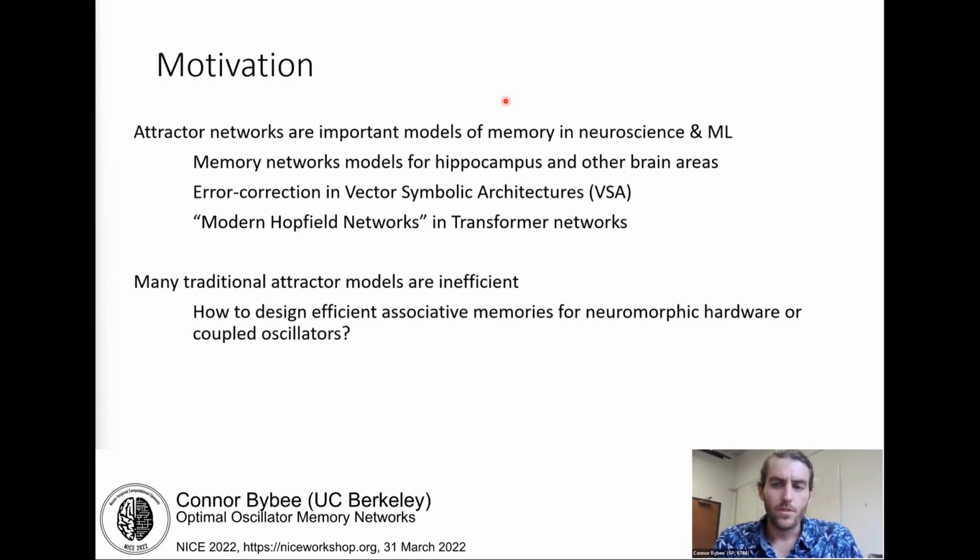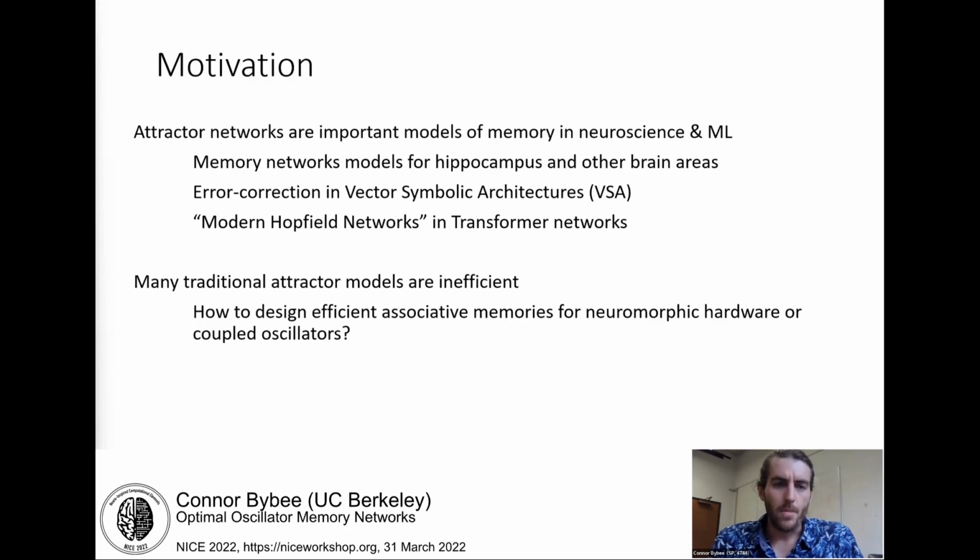Associative memories are also useful for error correction and vector symbolic architectures, which were presented earlier by Chris Kim and Dennis Kleyko. Other associative memories include modern Hopfield networks and the transformer networks. This talk will focus on autoassociative or recurrent networks corresponding to a system with feedback and their implementation in oscillator networks. Many traditional attractor models are inefficient.